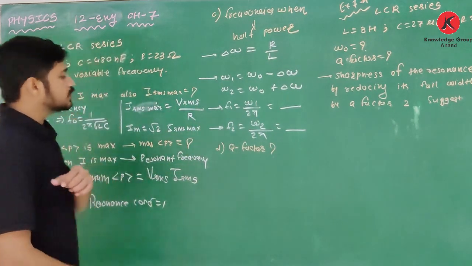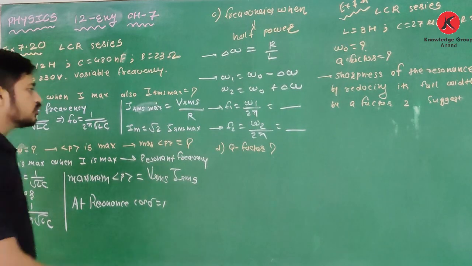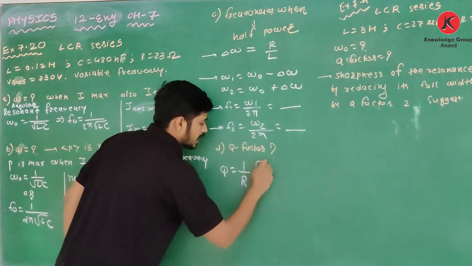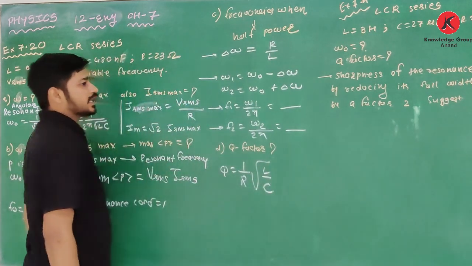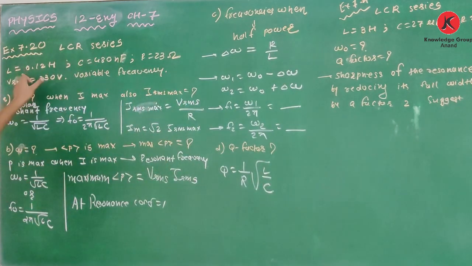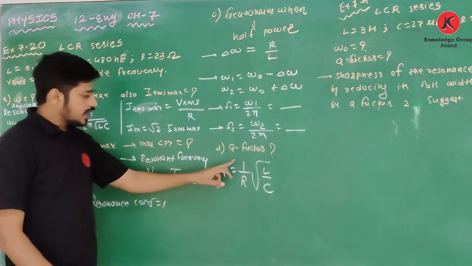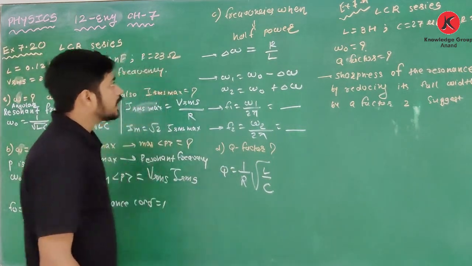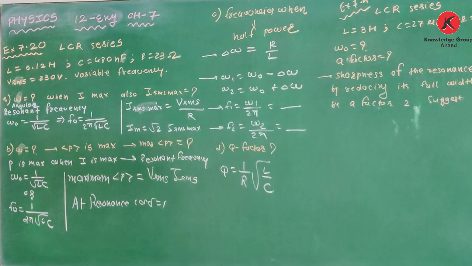Next question is, you have to find the Q factor, and you know the equation of Q factor. Q is equal to 1 upon R under root L upon C. You are given each and every value R, L and C, so you have to put the values in 1 upon R under root L upon C. Clear? One easy question which is again based on equations.